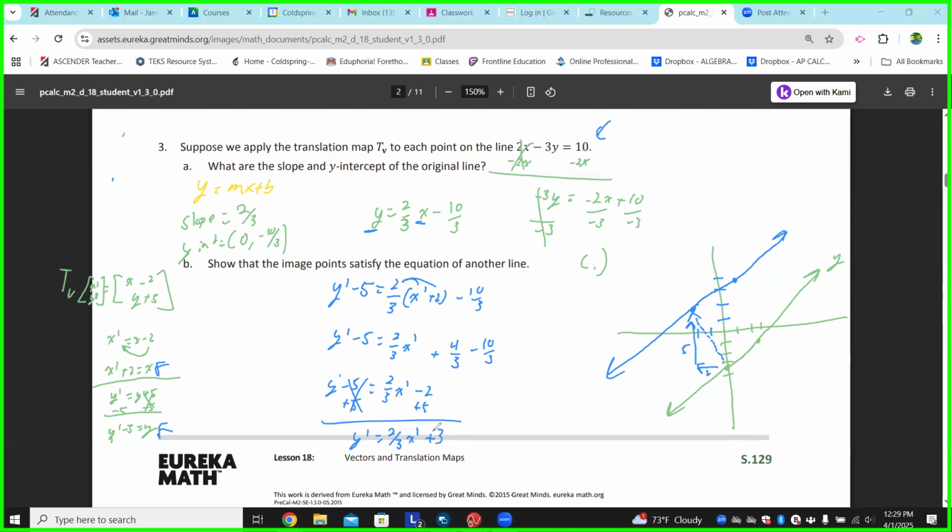And if I was a really good drawer, which I'm not saying I am, where did it go through on the y-intercept? At 3. That's nice drawing on a little line there. But at least I was around the ballpark of 3. I know I'm in the right answer. So now I have my new translated equation.